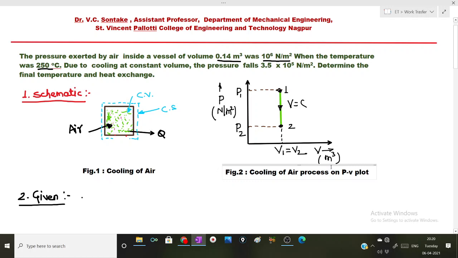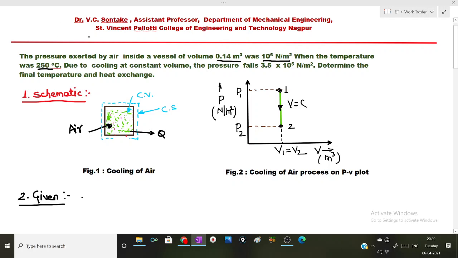In figure 2, the process is represented on a pressure volume plot. The air is being cooled from initial state 1 to final state 2 along a constant volume line, and pressure is being reduced along the constant volume line. So this is the required schematic of this problem.